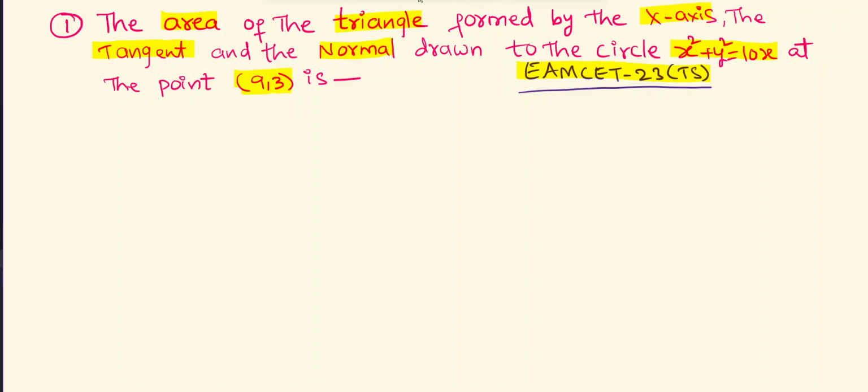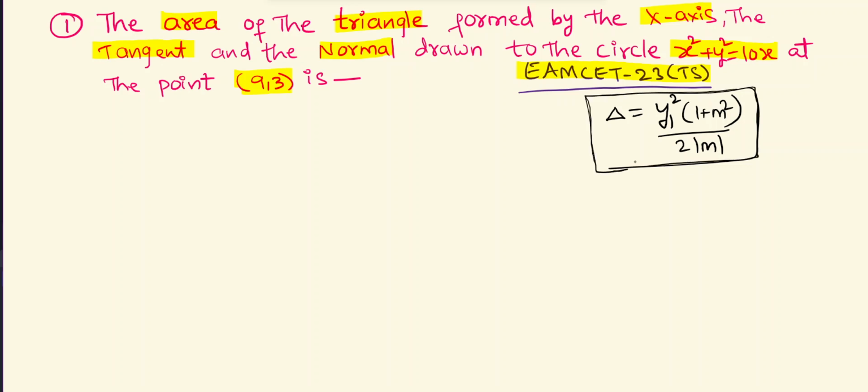This is a direct shortcut formula. The area of the triangle formed by the x-axis and the tangent and normal drawn to any curve, to the circle, any curve, is y1 square into 1 plus m square by 2 mod m. This is the shortcut formula. Here m is the slope of the curve, and the angle is between the x-axis and the tangent and the normal.